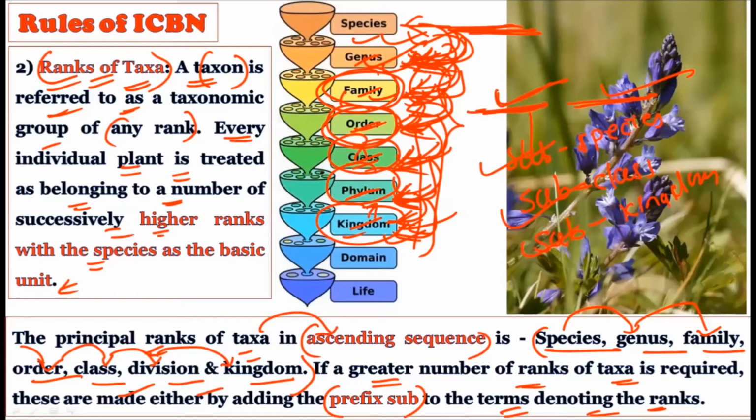So while giving ranks to the taxa, it should be given in ascending order. And what is the order? Species, genus, family, order, class, phylum, and the kingdom. This is the order. And if you require some extra ranks, you can add the sub prefix, okay, and give the extra rank as well, right?